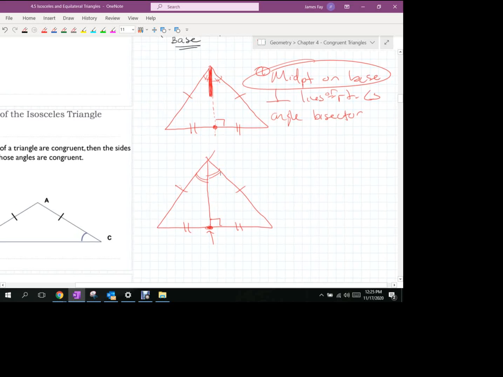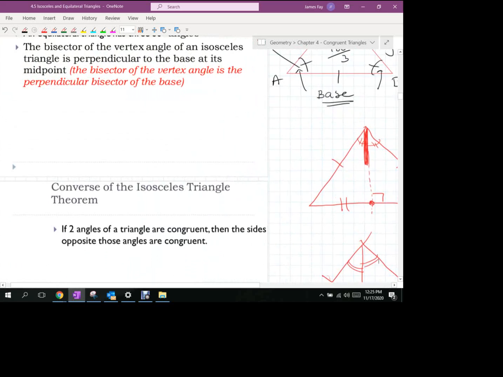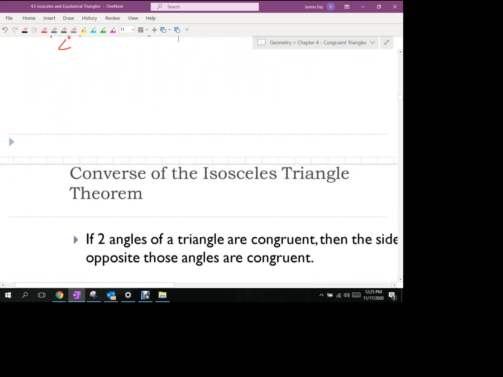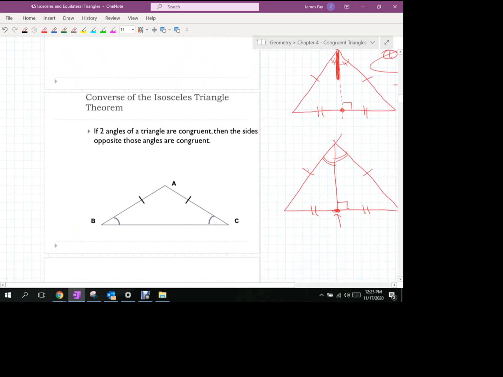And that is what this phrase right here says: the bisector of the vertex angle is the perpendicular bisector of the base. That's the best way of saying it. Perpendicular meaning right angle, right? And bisector meaning you have two congruent segments. Is that okay with everybody? We'll use that fact a lot as we move through the rest of the course.